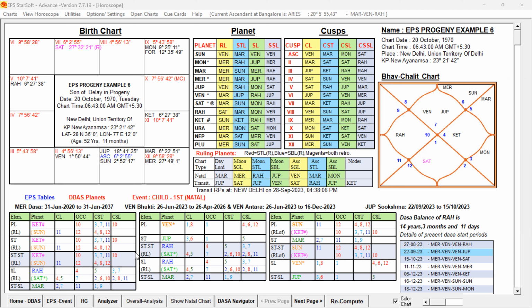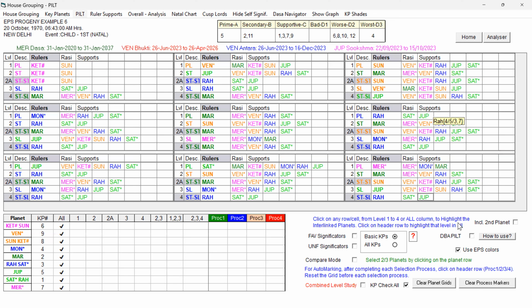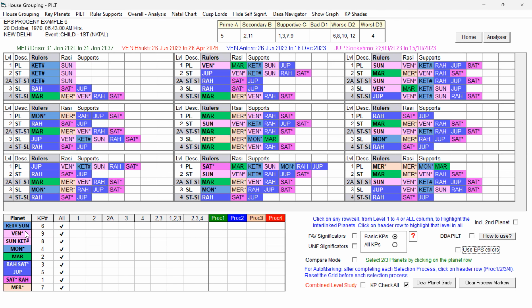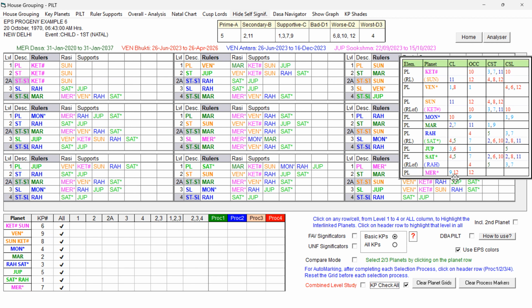So that we can check from the birth chart of the male also. So now let us examine the PILT table with the help of the key planets. The EPS shades, whatever we have given in the previous video, have been taken as they are. You see, these are the EPS colors. I mean, these colors are the key planet shades. You can also take them as they are, or we can use the EPS colors which we have given manually in the previous EPS table analysis. I prefer taking this one so that we'll have continuity. And I'll check KP also. And let me keep open the self-significators.